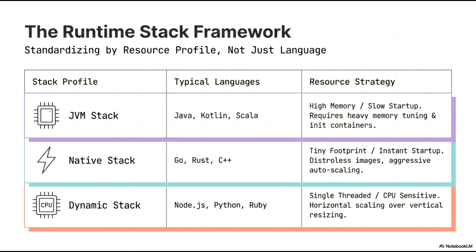In contrast, the native stack, comprising Go, Rust, and C++, offers a tiny footprint and near-instant startup. This profile allows for the use of distroless images and supports aggressive autoscaling, making these applications highly responsive to immediate changes in demand. Finally, the dynamic stack covers Node.js, Python, and Ruby. These environments are often single-threaded and highly sensitive to CPU availability. When managing these workloads, we prioritize horizontal scaling over vertical resizing to maintain stability and performance.